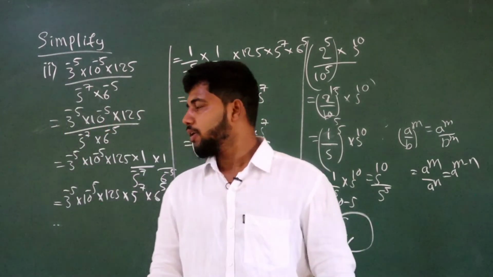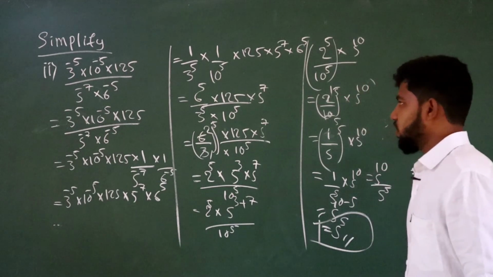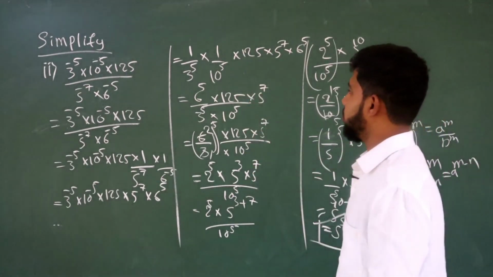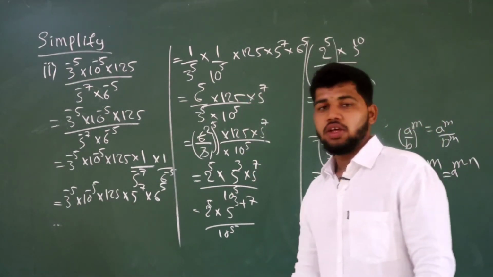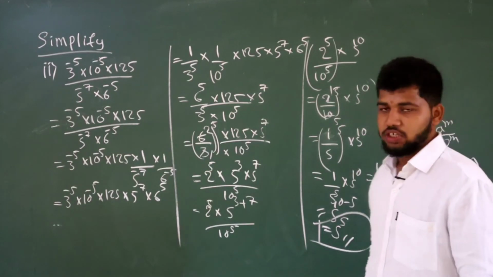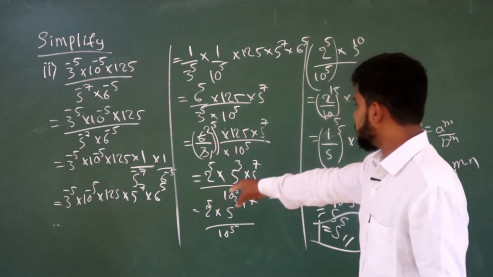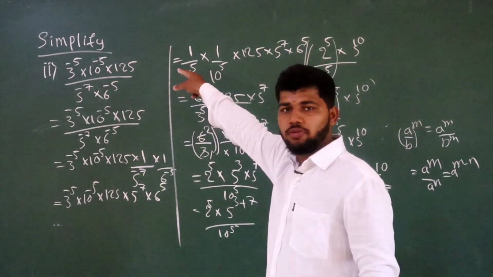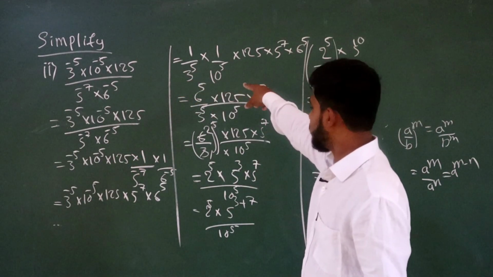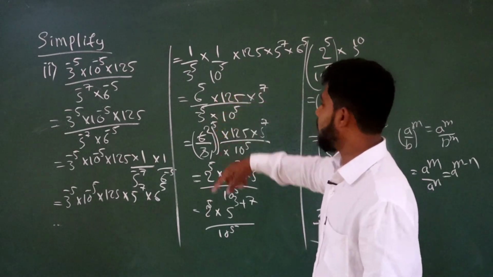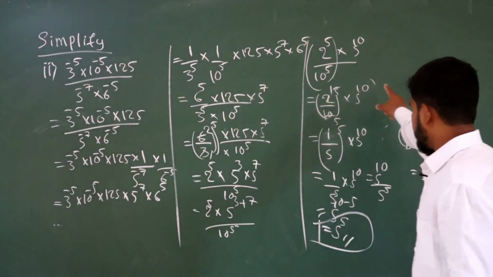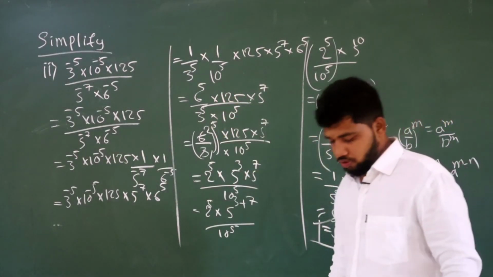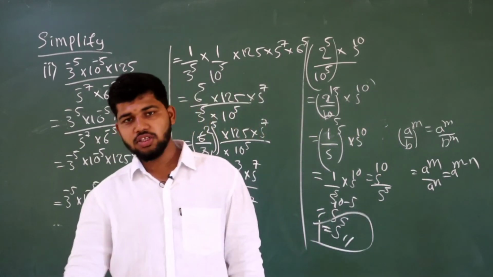Look at the problem here. Simplify the given expression: 3 raised to minus 5 into 10 to the power of minus 5 into 125 divided by 5 raised to minus 7 into 6 raised to minus 5. Simplify it up to here, using 3 raised to minus 5 in the form of 1 by a raised to m and 10 raised to minus 5 in the form of 1 by a raised to m. Now you can solve the problem, and you will get the answer 5 raised to 5.